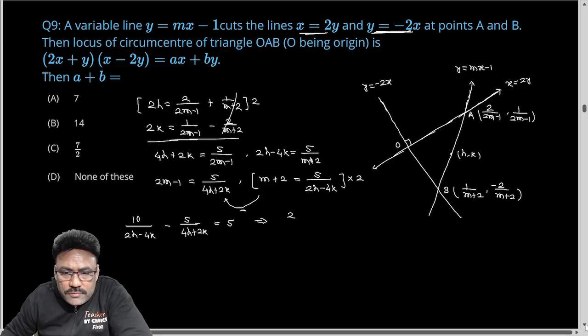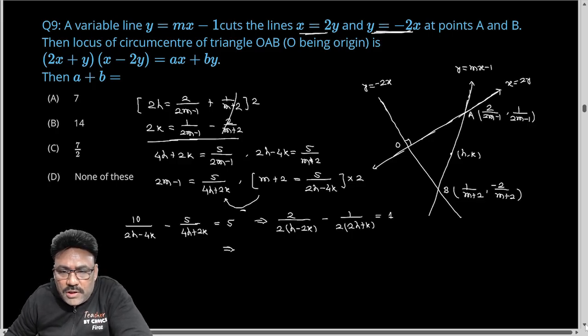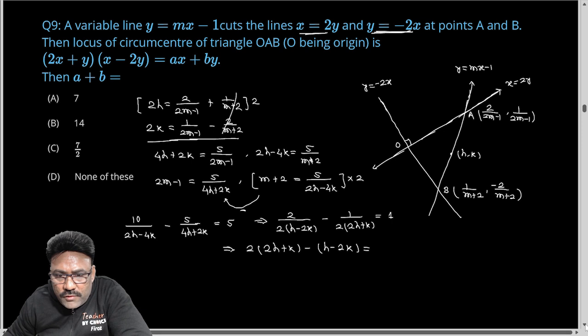So it is 2 over, take 2 common here, H minus 2K, minus 1 over, take 2 common here, 2H plus K. This is equal to 1. So ultimately I am getting 2 times 2H plus K minus H minus 2K is 2 times H minus 2K into 2H plus K.